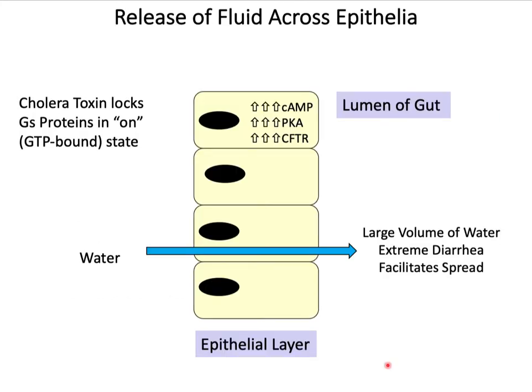So let's look at how cholera works, and then let's look at how cholera may have selected for individuals who are heterozygous for the cystic fibrosis gene. Okay, so cholera toxin locks the stimulatory G protein in the GTP bound state, or on state. The result is a significant increase in the amount of cyclic AMP, so much higher than normal. This in turn results in significant activation of protein kinase A, so again, much higher than normal, which in turn will result in significant overactivation of CFTR.